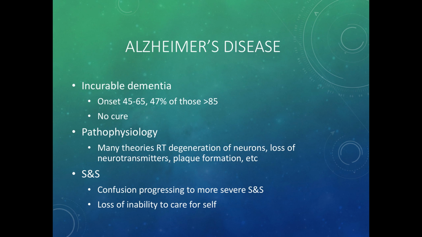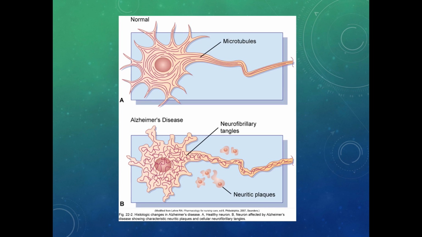There are many theories related to the degeneration of neurons, loss of neurotransmitters, and something called plaque formation in the brain. And this is a progressive process of confusion that will lead to more severe signs and symptoms and a loss of ability to care for themselves. And this just shows what the differences are in the way that the actual neurons look. You can see it's a degeneration of those structures in the brain.